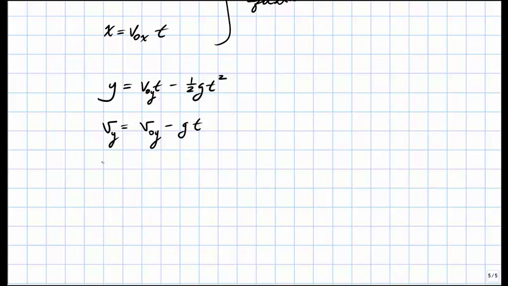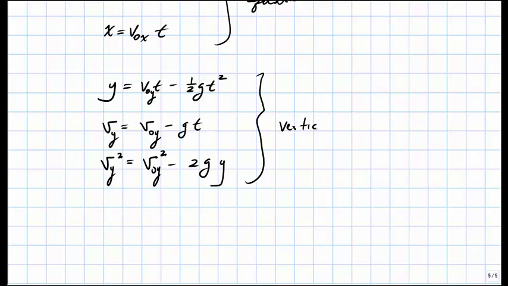Next, we have the following equation. V squared equals V0 squared minus 2GY. Again, if we customize this for the vertical shadow, the final velocity of the vertical shadow was labeled as Vy, and the initial was labeled as V0y. So these are the vertical motion equations. And they describe the vertical shadow's characteristics.